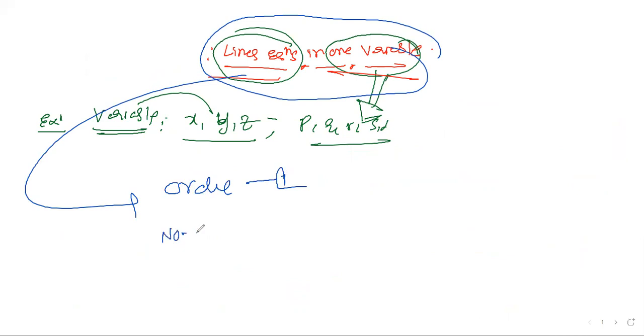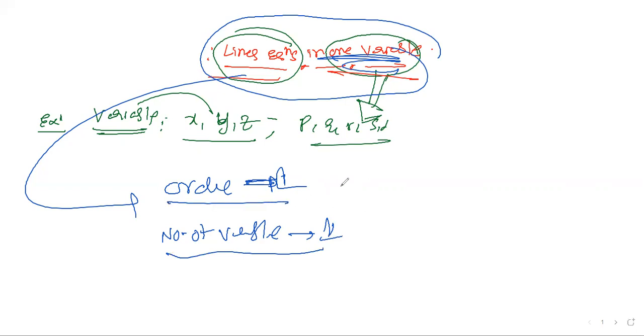Number of variables, how many? One variable. The number of variables is only one. Whatever the entire chapter you take, the number of variables in the equation should be only one. The order will be one only. Example, 2x plus 5. Number of variables is 1.